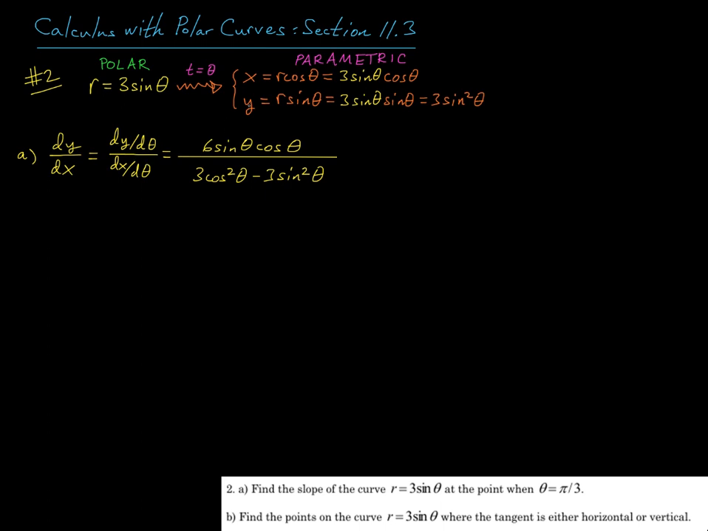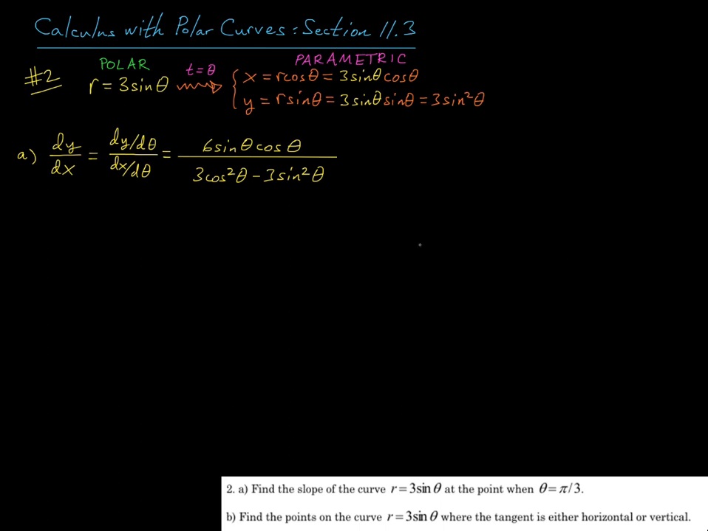And so differentiating y with respect to theta, we've got to use the chain rule, and we'll get 6 sine theta cosine theta. And then downstairs, differentiating x with respect to theta, we've got to differentiate 3 sine theta cosine theta with respect to theta. Here we want to use the product rule. We'll get 3 cos squared theta minus 3 sine squared theta.